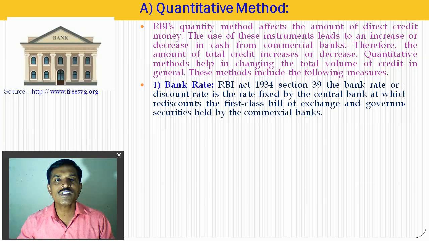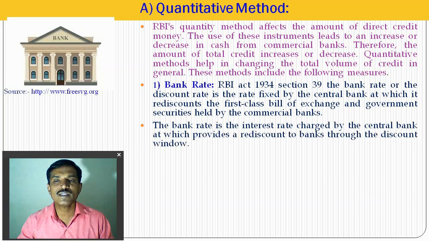The first tool in this quantitative method is the bank rate. Under the RBI Act 1934, Section 39, the bank rate or the discount rate is the rate fixed by the central bank at which it rediscounts first class bills of exchange or government securities held by the commercial banks. So the rediscounting rate on the bill by the central bank to the commercial bank is called the bank rate. For a very short period the RBI gives loans to these commercial banks, and the rate it charges on this loan is called the bank rate.